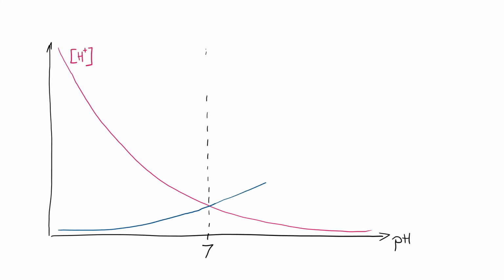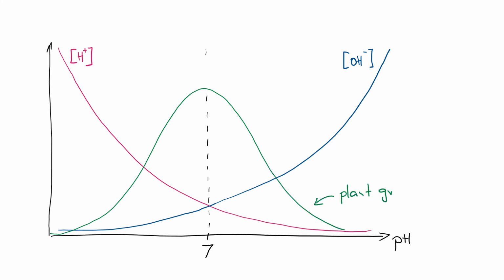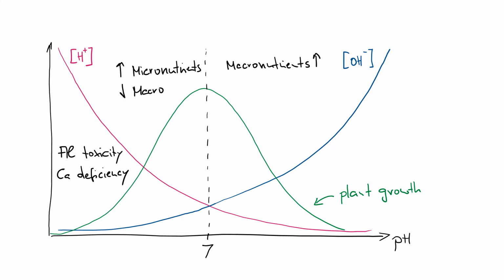So what are all these effects on plant growth if you put them all together? On this graph, we have pH on the x-axis, and you can see the concentration of protons and hydroxide opposite to each other. At pH 7, we said the concentration is equal, and the green line describes the effect on plant growth.